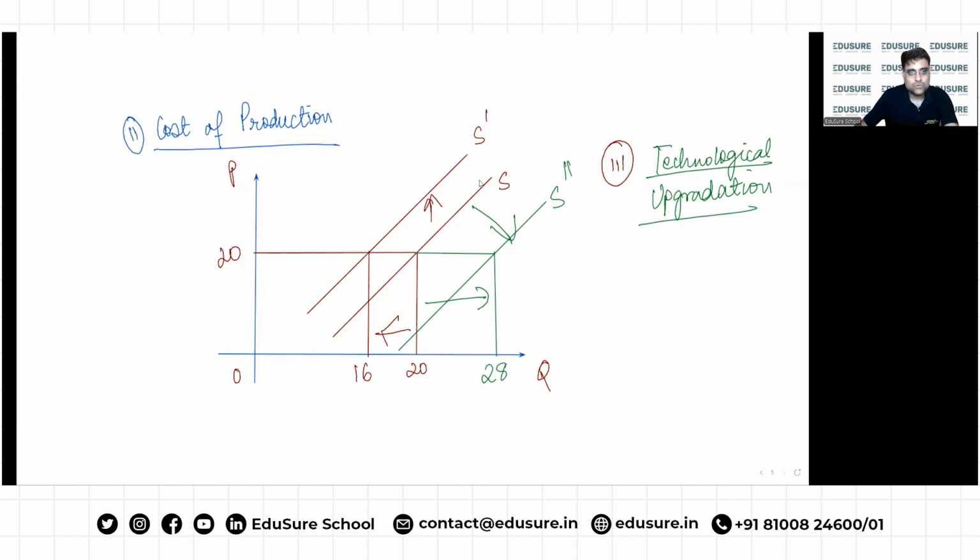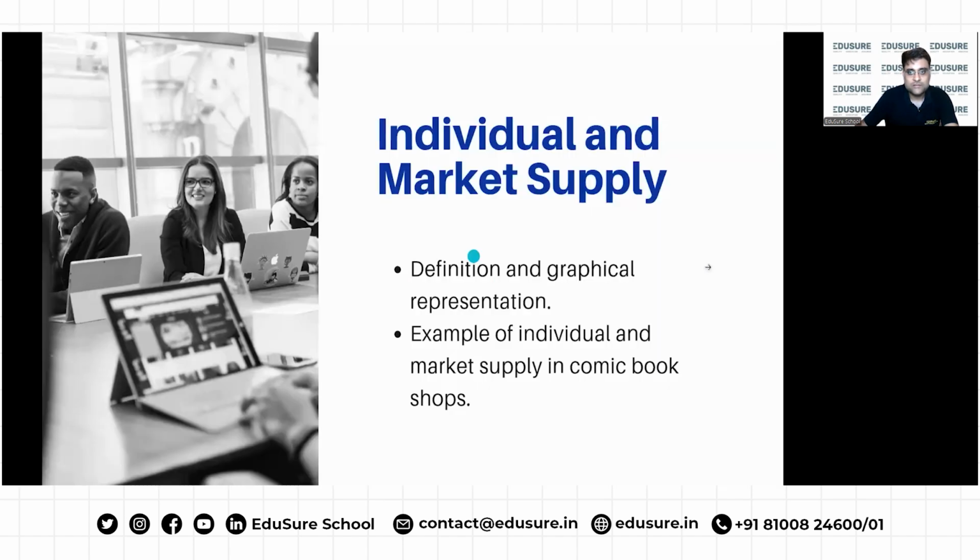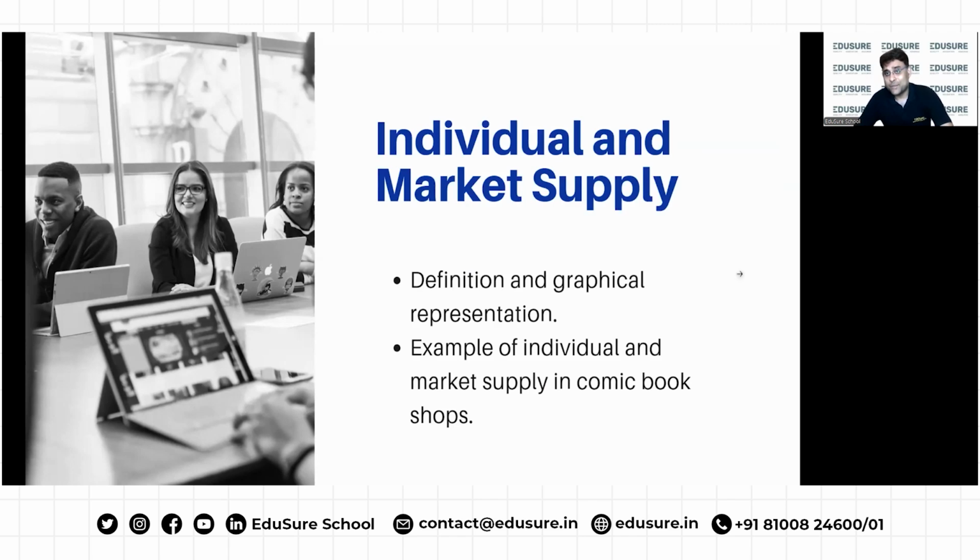Let's talk about the individual and the market supply curve. Just as with demand, we can talk about individual supply and market supply. Individual supply is how much one producer is willing to sell at a given price. The market supply is the total amount that all the producers are willing to sell. On a graph, the market supply curve is the horizontal summation of all the individual supply curves. That will look something like this.